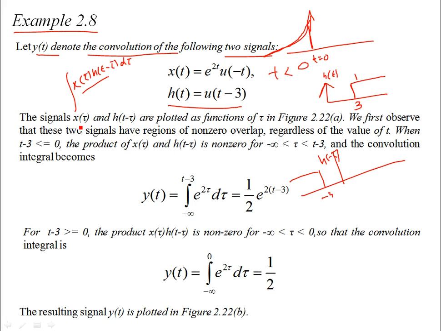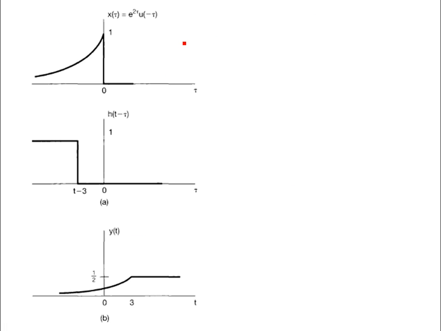The signals x tau and ht minus tau are plotted as a function of tau in figure 2.22a. We first observe from that these two signals have regions of non-zero overlap regardless of the value of t. You can see this from this figure as well. So let's have a look at figure 2.22a. This is x tau, e to the 2 tau u of minus tau, and this is the flipped and the shifted version. Regardless of the value of t over here, whether it's positive or negative, there's a non-zero overlap.